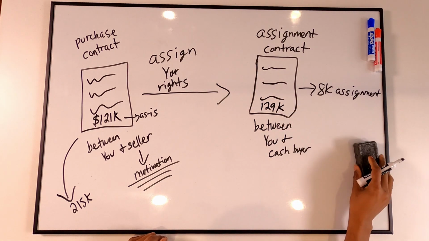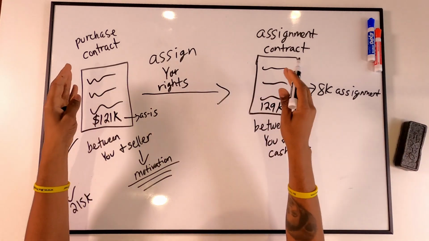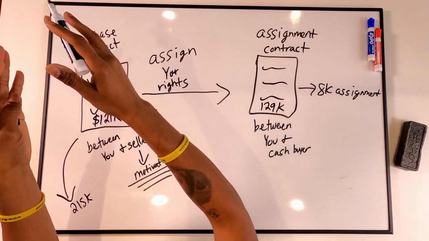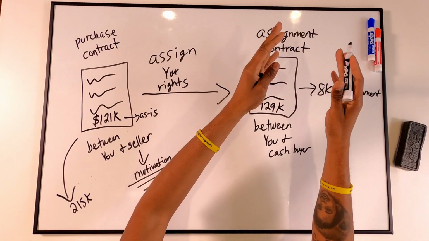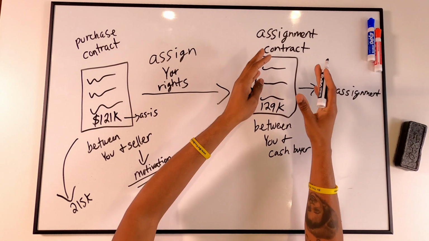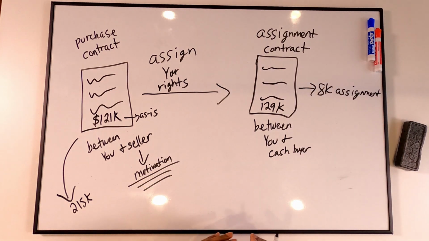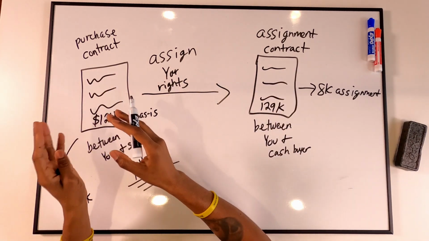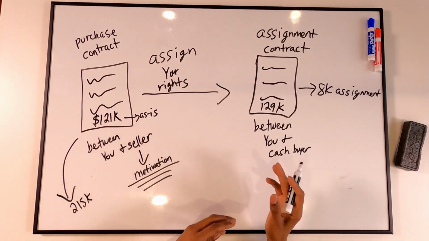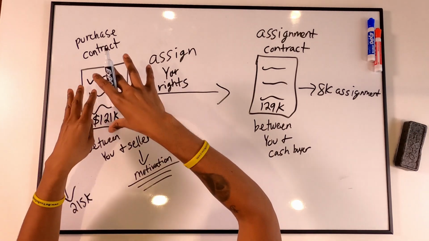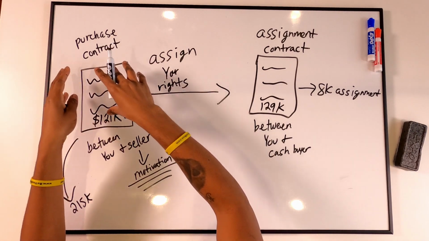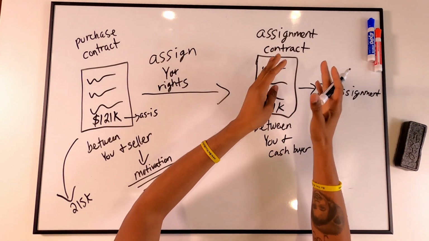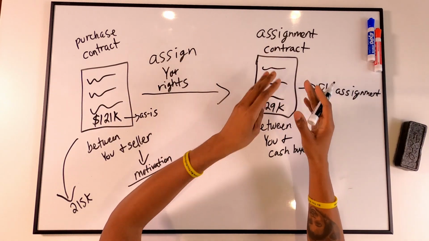$129,000. Okay, now these two documents, your purchase contract and your assignment contract between you and your buyer, once they're all signed up, you're then going to email these two documents to an investor-friendly title company, where they're going to run the title search, making sure this property that you have between you and the seller has no liens, no judgments. So on the day of closing, your end buyer has a free and clear property.